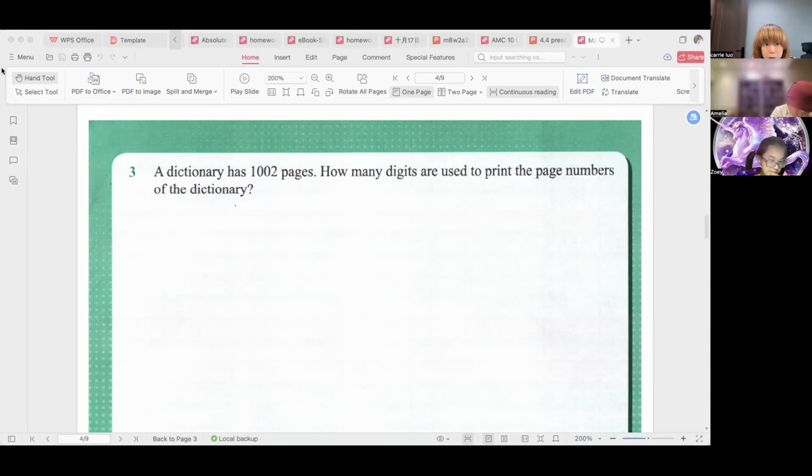Okay, so Amelia, I am not sure if you finished or not. I'm going to put it in the chat while I explain. Okay, so 10 to 99, it's 180. It's actually 90 times 2. But we have 1,002 pages, right? So this time is 100 to 999 with 900 times 3, correct? Equals 2,700.